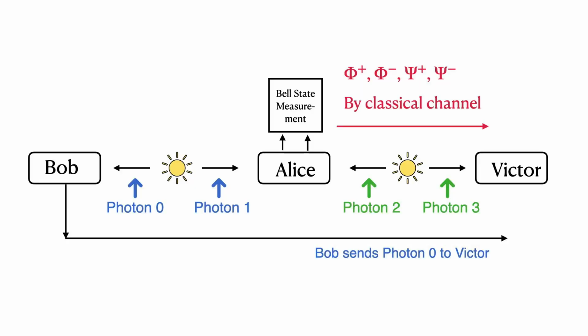The final step in this experiment is that Bob is going to send photon 0 over to Victor. So now Victor has both photon 3 and photon 0, and he knows what kind of Bell state they're in. So he can either use them for telecommunication purposes, or he can do a Bell test. So we want to just confirm that they're entangled. So he's going to do some Bell tests.